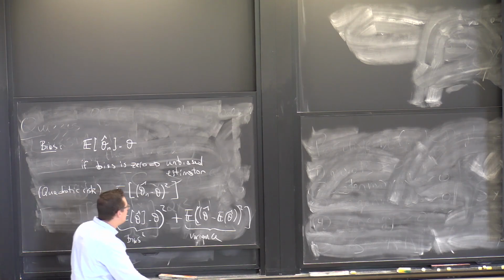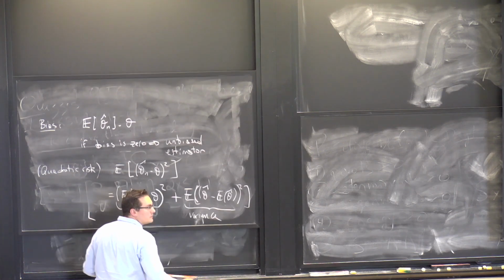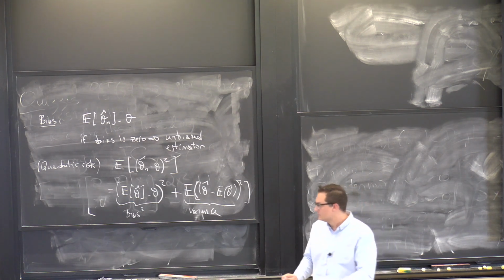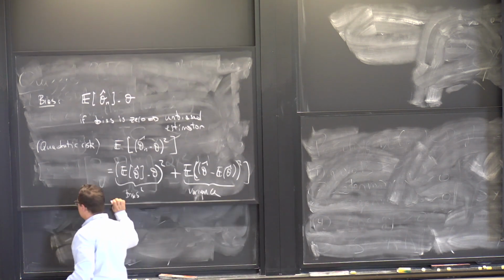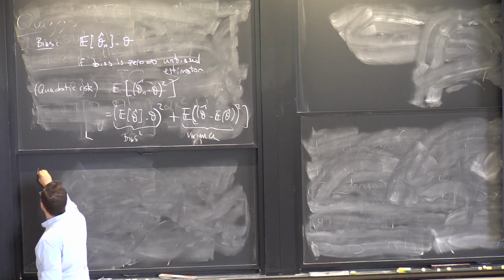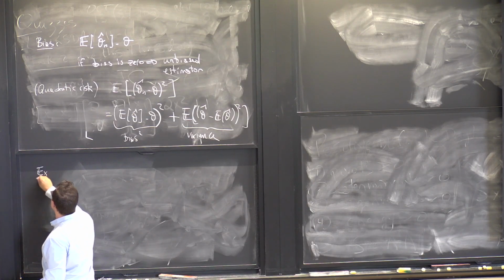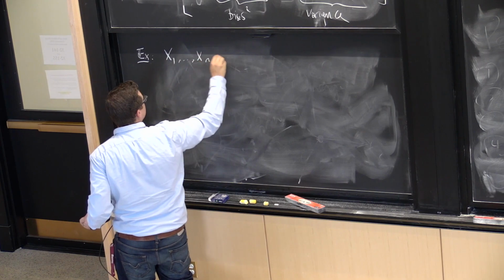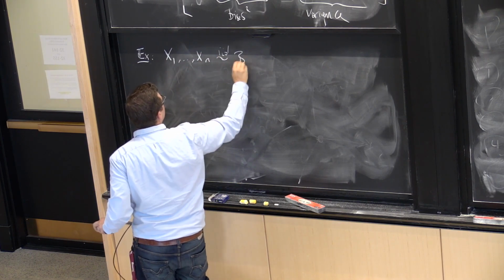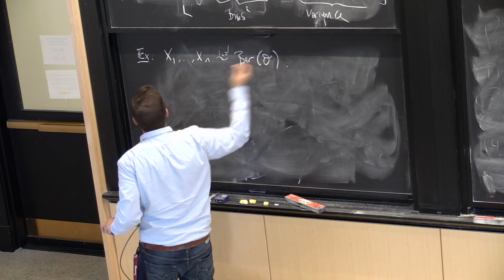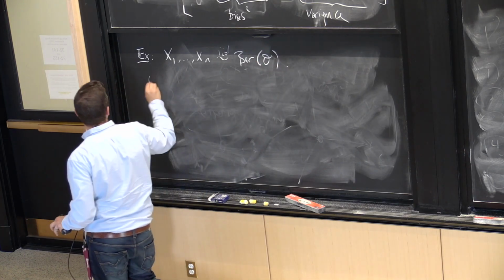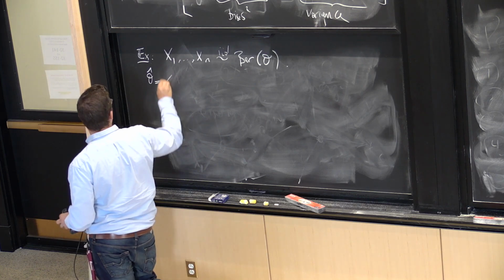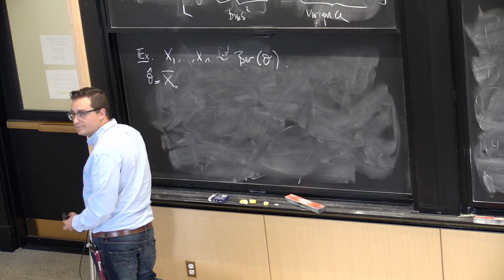So let's just look at a couple of examples, right? So examples. So if I take, for example, X1 to Xn that are IID Bernoulli, and I'm going to write it theta so that we keep the same notation, then theta hat, what is the theta hat that we proposed many times? It's just X bar, right? Xn bar, the average of the Xi's.